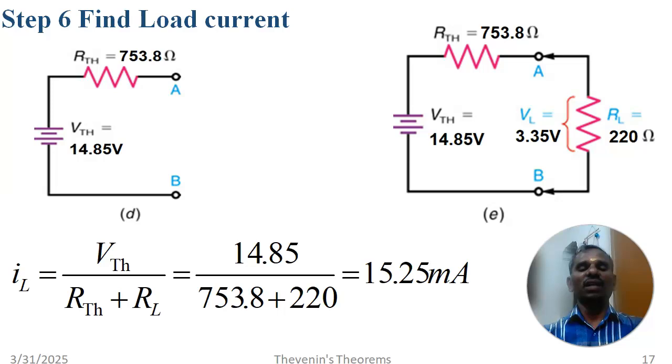So we have converted a complex circuit into a simpler circuit and we found the load current. Here we can keep on changing the various loads. If the load is 330 ohms, the remaining circuit will be the same. So IL is equal to VTH divided by RTH plus RL. So it's 14.85 divided by 753.8 plus 330. So if only the load changes, we can easily calculate the load current.